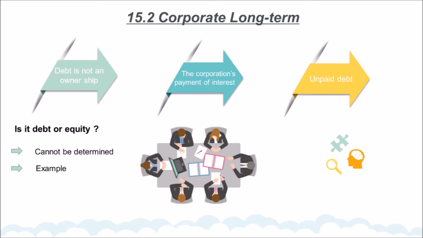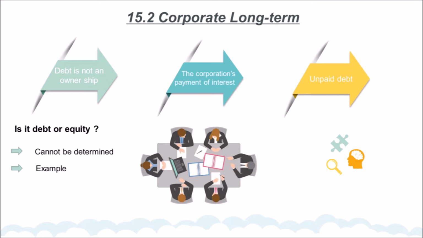Secondly, the corporation's payment of interest on debt is considered a cost of doing business and is fully tax deductible. Dividends paid to stockholders are not tax deductible. An unpaid debt is a liability of a firm. If it is not paid, the creditors can legally claim the assets of the firm.